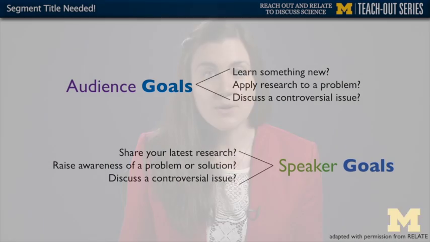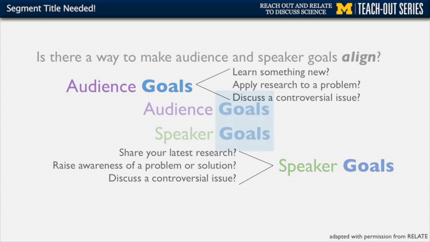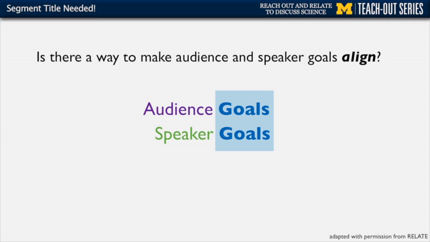Speaker goals can be congruent or incongruent with audience goals. So, I've listed a few congruent speaker goals for the audience goals above. Some of these could include sharing your latest research, which might be congruent with an audience goal of learning something new. You might want to raise awareness of a problem or a solution that your research addresses, which is congruent with the idea of applying research to a problem. And just as congruently, you as a speaker might want to discuss a controversial issue because you have expertise that's relevant to weigh in.